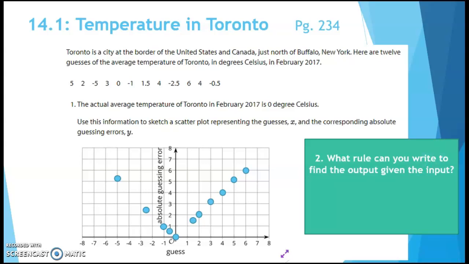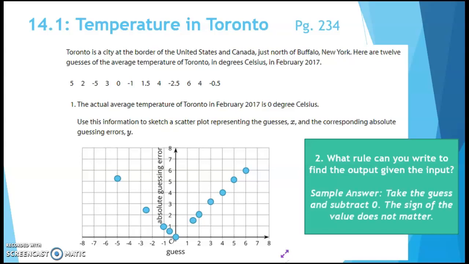Question number 2 asks, what rule can you write to find the output given the input? And there are a ton of different ways that you could have written this or expressed how you know. So here's a sample answer. Take the guess, whatever that number might be, and subtract 0. The sign of the value does not matter. So even if someone guessed 4 and someone guessed -4, they would still be 4 away on that guessing error.